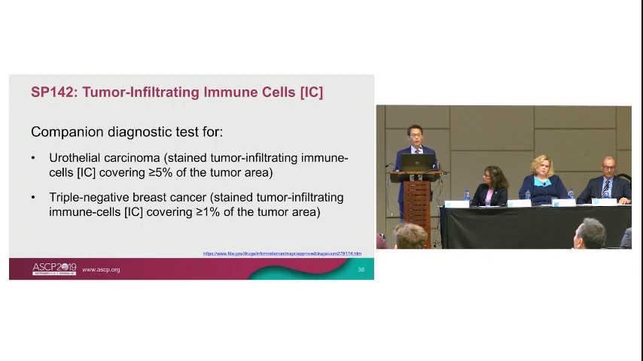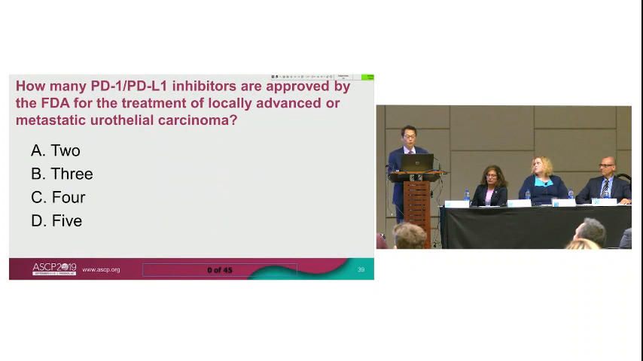And then when we switch gears and look at SP142, which is looking at the tumor-infiltrating immune cells for both urothelial as well as triple-negative breast, you've got these different cutoffs once again. So here we are in a landscape where a lot of people think PD-L1 testing is just one test, you know, check PD-L1 testing, or just verbally on the phone say, hey, I want to order PD-L1 testing. Yet there are so many nuances associated with this one test, different cutoffs for what constitutes positive, and it's something that requires many people to really keep up with the evolving science.